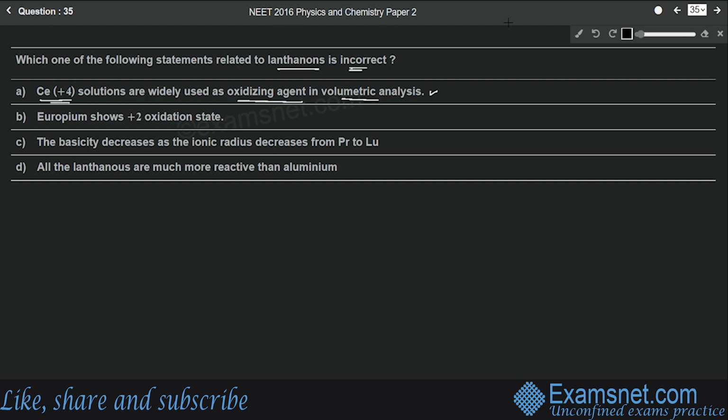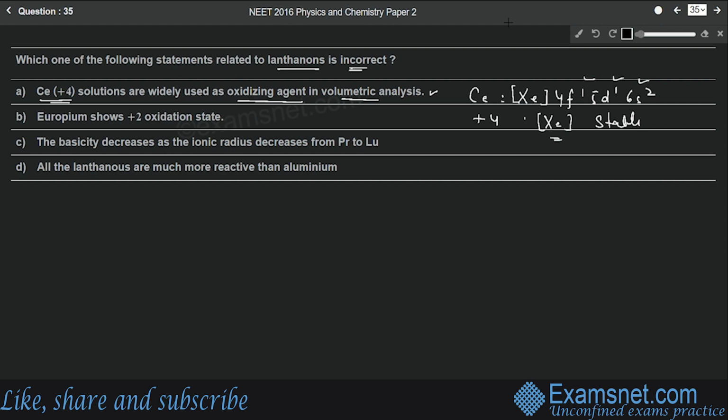What is the electronic configuration of cerium? It is xenon, the electronic configuration of xenon, then 4f1, 5d1 and 6s2. Okay, but in the plus 4 oxidation state, it will be that of xenon only. Okay, because these 4 electrons will be removed in the plus 4 oxidation state. So this is a stable compound, and it is used in volumetric analysis as an oxidizing agent. So this is a correct statement.